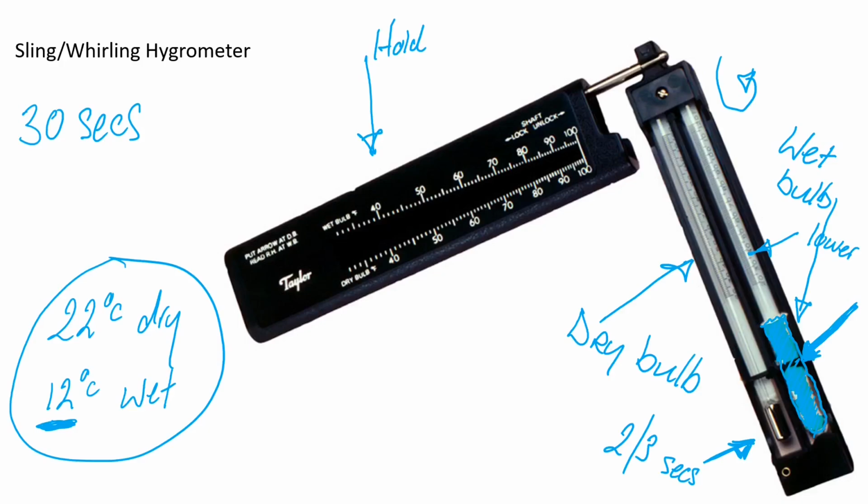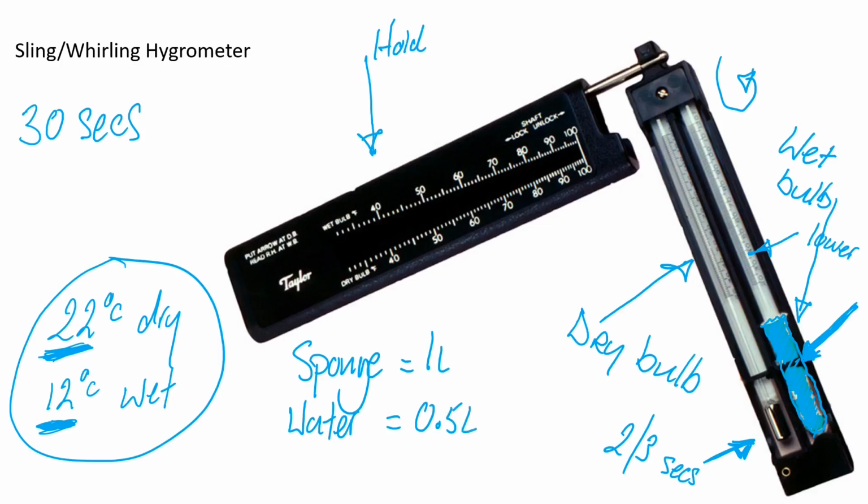Okay, so let's take a look at what these values will look like in terms of relative humidity. Now, I think you can do the maths here, can't you? Remember the sponge. Okay, so the sponge equals, let's say, 1 litre, and then we put water into the sponge equal to 0.5 litre, and that equals 50%, doesn't it?